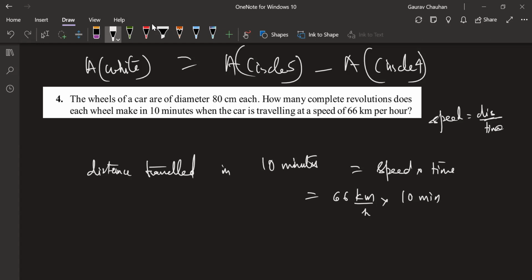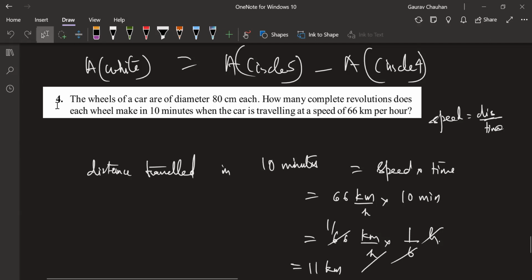Correct? I cannot write that. 10 minutes is how much? I have to make it into hour. 66 kilometer per hour. Can I write into 1/6 hour? 10 minutes is 1/6 hour. Hour cancel. This cancel. I have 11 kilometers. Okay with that? That's my distance traveled in 10 minutes.